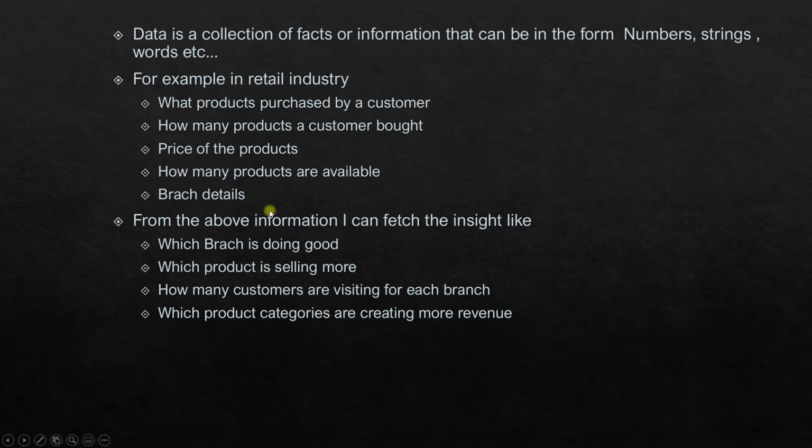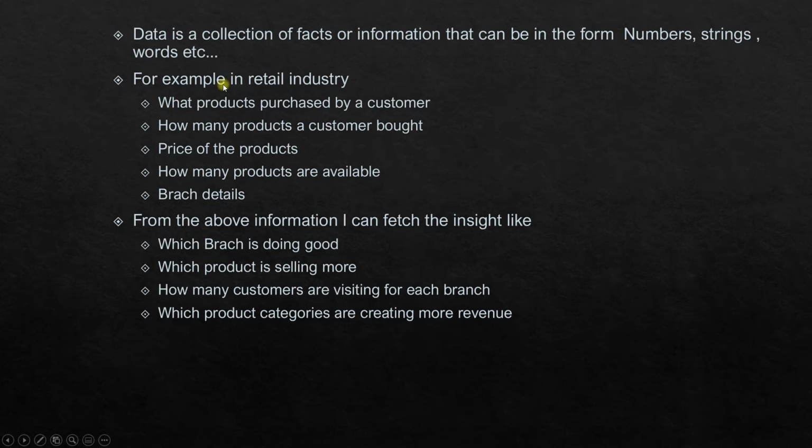And now I need to analyze something out of my data. I need to fetch some insights, like which branch is doing good, which product is selling more, how many customers are visiting each branch. This is more of analyzing the data. This kind of analysis we'll typically do in OLAP. So we'll have two different databases here. In OLTP, we'll store all the transactional data, like what products were purchased by the customer. And we'll have another database called OLAP, where we'll get all this data from OLTP and put it in the OLAP database. In that database, we'll do analysis. Hope you are clear.